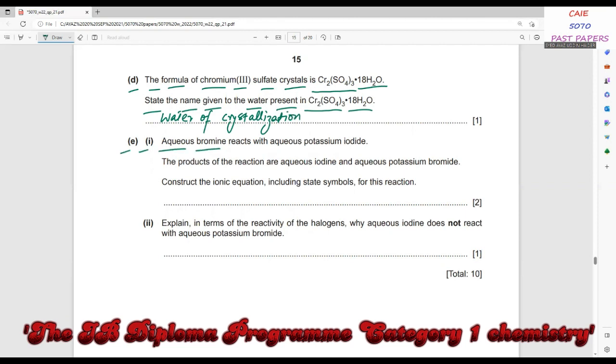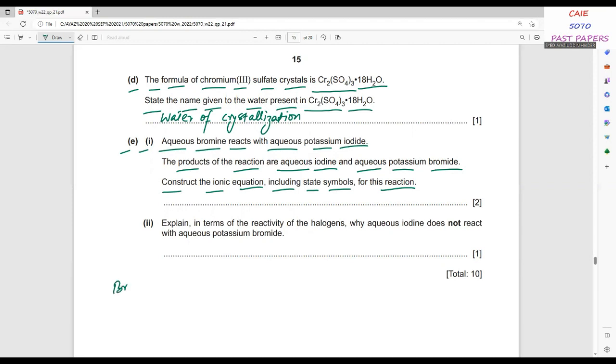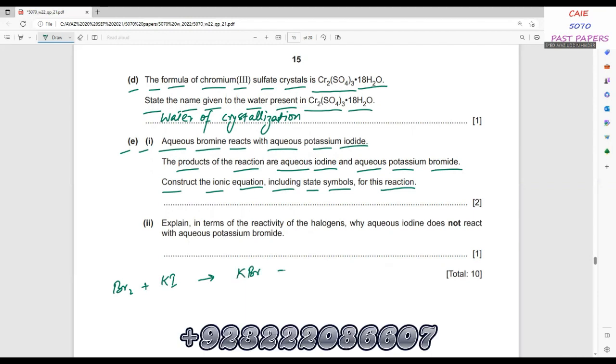Aqueous bromine reacts with aqueous potassium iodide. The products of the reaction are aqueous iodine and aqueous potassium bromide. Construct the ionic equation, including state symbols, for this reaction. The reaction will be like this: Br2 plus KI gives KBr plus I2. Now let me balance the equation. This is the balanced equation.